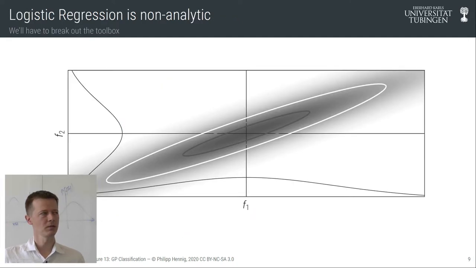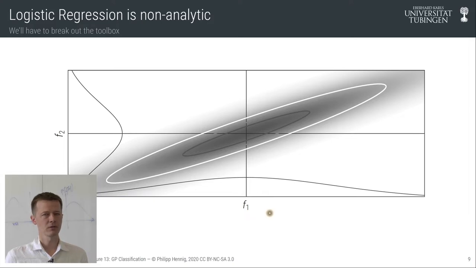This is also true in pictures. So let's say we want to learn two different function values to make things simple. Here's function value number one, and here's function value number two. Let's say under our Gaussian process prior over them, they are actually related to each other. They're not independent. So their joint distribution is this bivariate, two-dimensional Gaussian distribution with correlation. Their marginal distributions are, of course, Gaussian distributions. Here is the marginal on F2 and the marginal on F1.